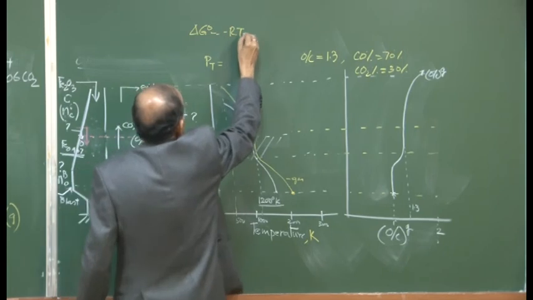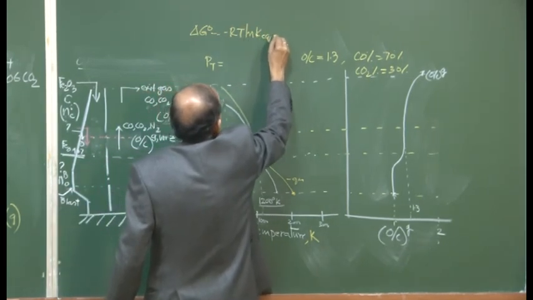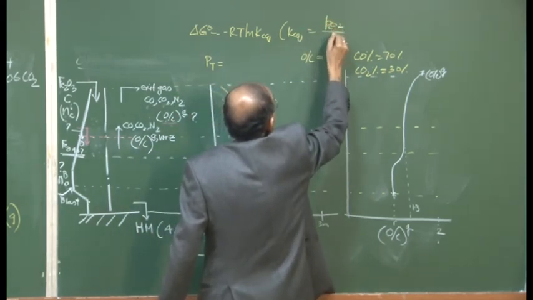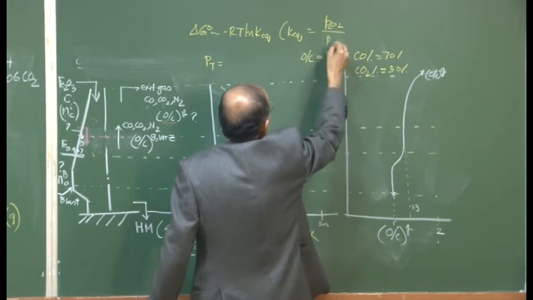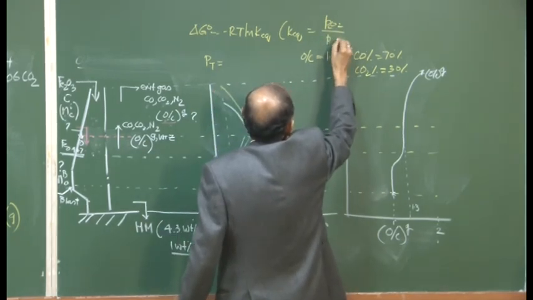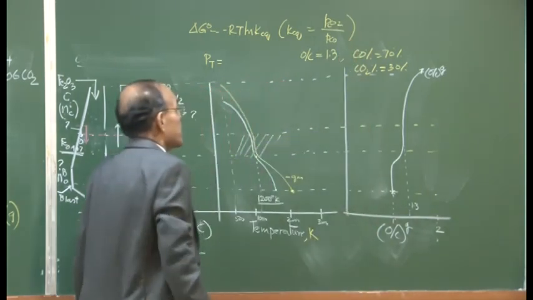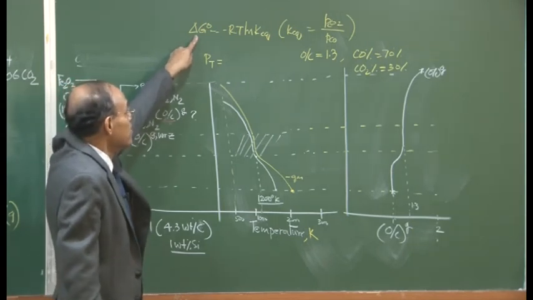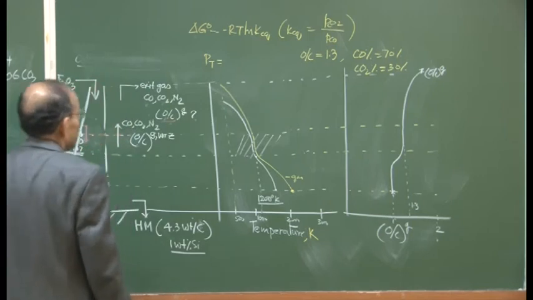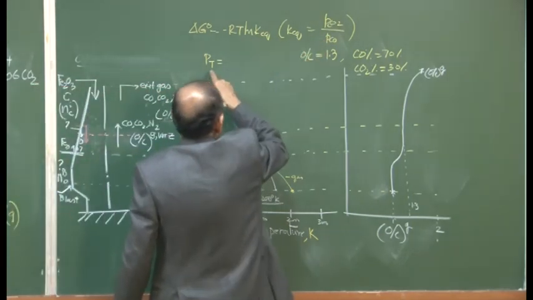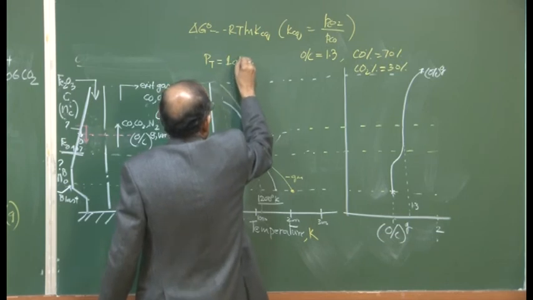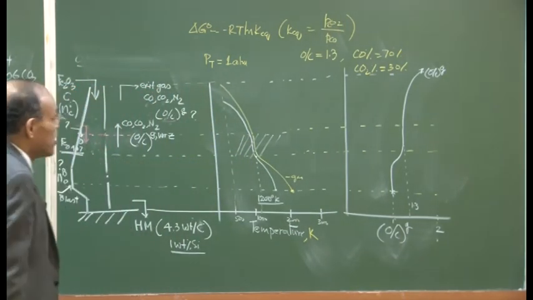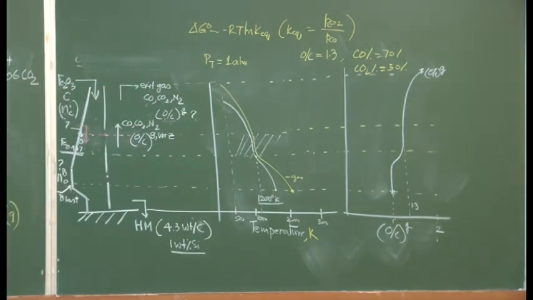For the reduction reaction, K equilibrium is equal to PCO2 by PCO, and we can roughly consider ignoring the value of 1.06. So, we should be able to calculate delta G naught, whose value is known as a function of temperature. The K equilibrium value can be calculated, and if you assume the total pressure to be 1 atmosphere, you can get the individual partial pressures, or the volume percentage of carbon monoxide and volume percentage of carbon dioxide.